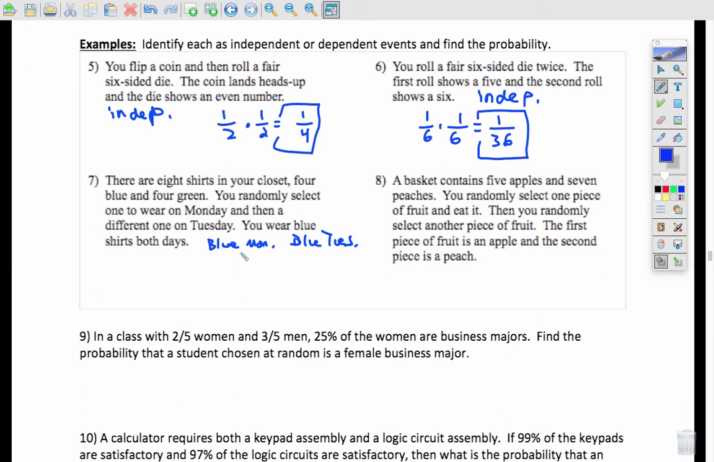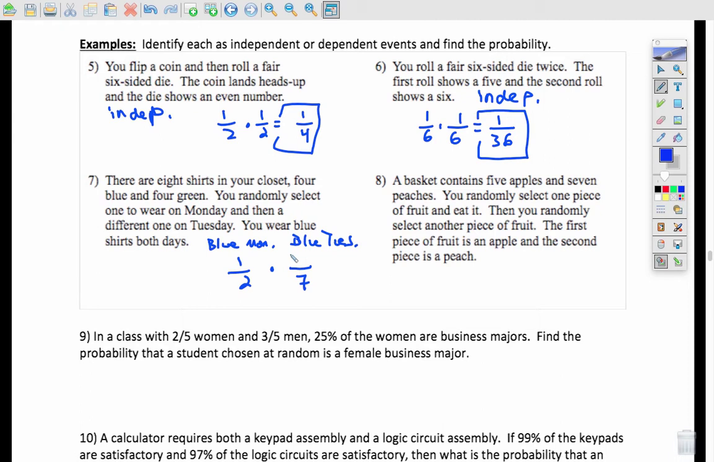All right, so if you've got 8 shirts and there are 4 blue and 4 green, Monday comes first. In order for you to get this right, 1/2 of your shirts are blue, so the probability you select a blue one is 1/2. Now, things change on Tuesday, because if you're going to throw the shirt in the laundry basket instead of putting it back in your closet, and assume that's the case because you wear a different one on Tuesday, what's the probability you get another blue shirt?